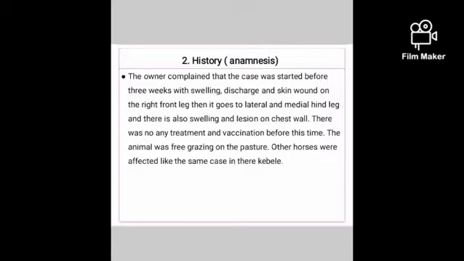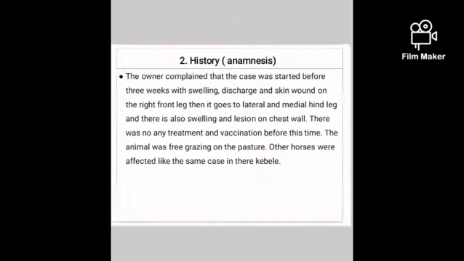The owner complained that the case started 3 weeks ago with swelling, discharge, and a skin wound on the right front leg. Then it spread to the lateral and medial hind leg, and there is also swelling and lesion on the chest wall. There was no treatment or vaccination before this time. The animal was free grazing on the pasture. Other horses in the cavalry were affected with the same case.